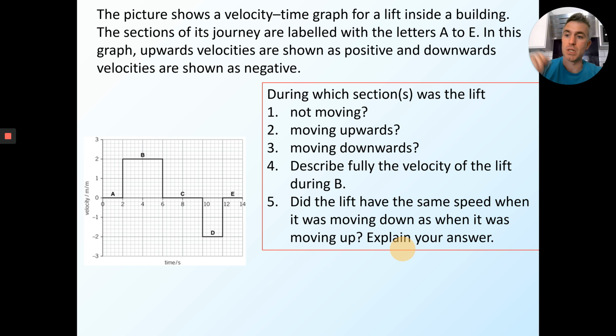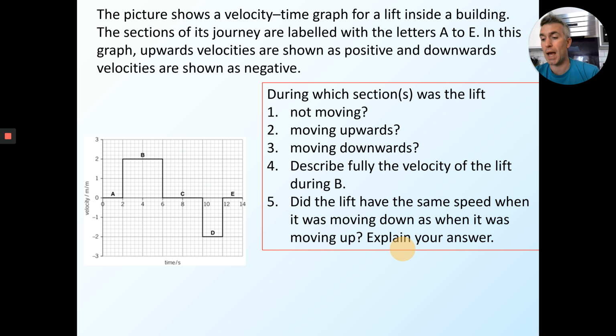So the picture shows a velocity time graph for a lift inside a building. The sections of the velocity are labelled with letters A to E. In this graph, upward velocities are shown as positive and downward velocities are shown as negative. And the question is just asking, during which sections is the lift not moving? So what would you have to expect from that? If it's not moving, what's its speed or velocity going to be?